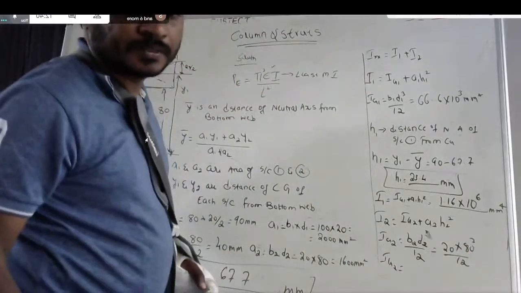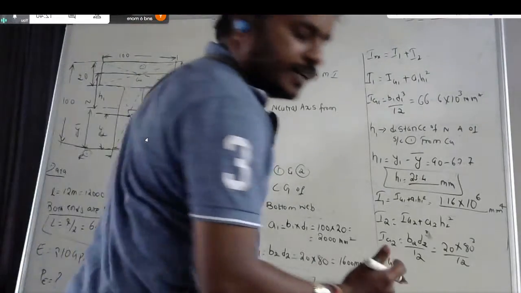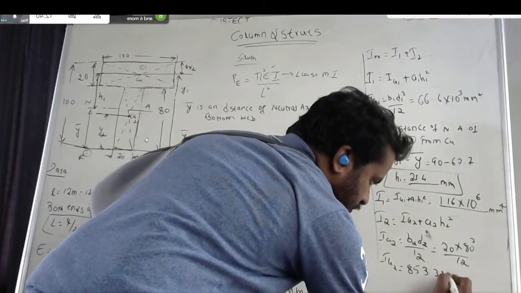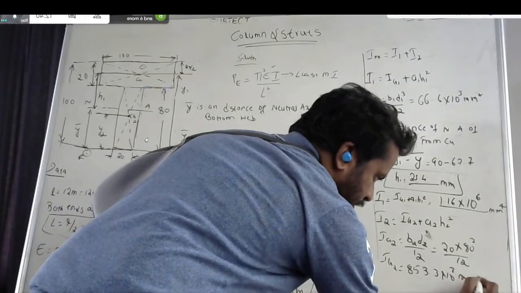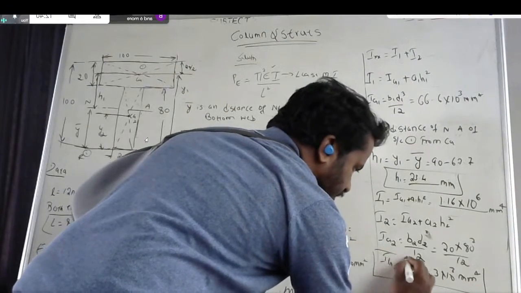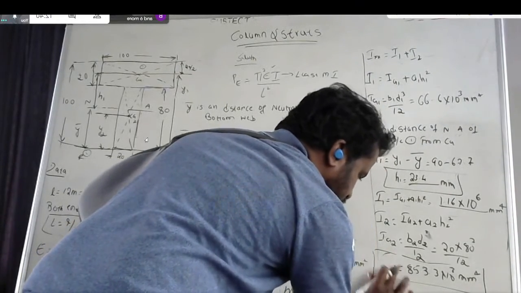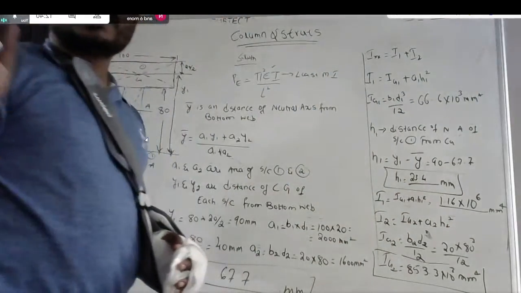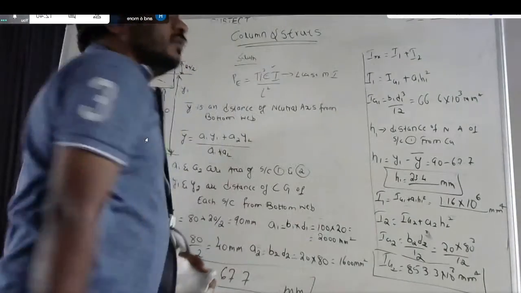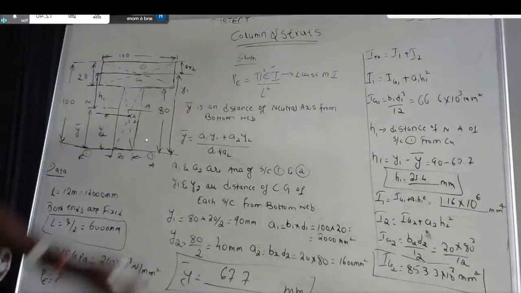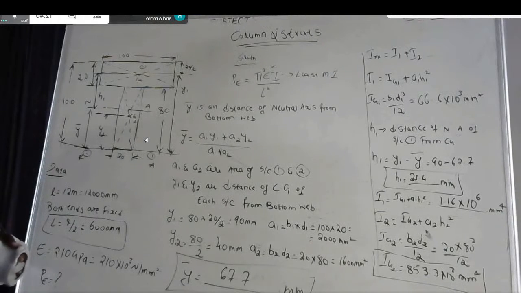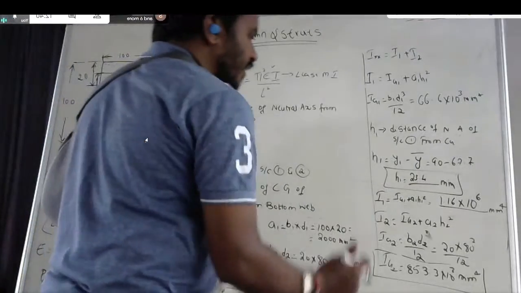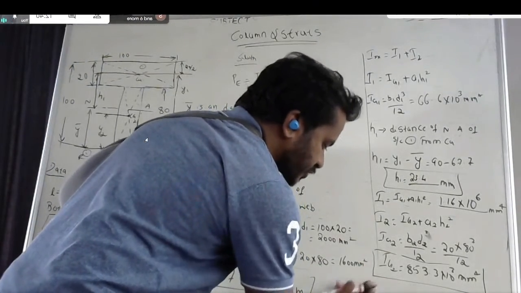Correct, 853.3 into 10 power 3. Good, this is the correct answer. Millimeter to the power 4. Unit is also very important. All these formulas are discussed in the moment of inertia topic in civil mechanics. You can go through it. Ig2 we got. A2 I already know, 1600. But I want H2.